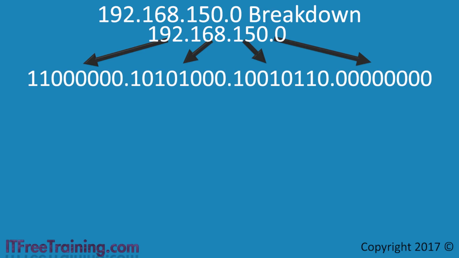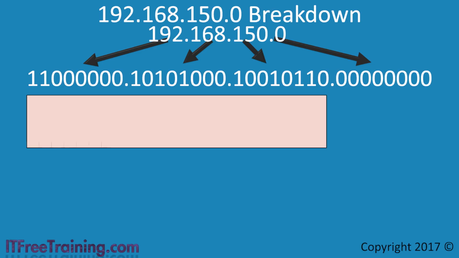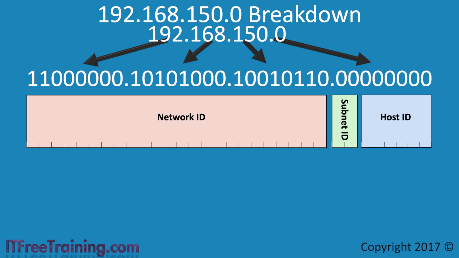Once in binary, it is easy to break the address down into different sections. The first 24 bits of the original address have already been allocated, so the first 24 bits will be the network ID. After this, 2 bits have been allocated to the subnet ID since 4 networks were required. The last 6 bits of the address will be allocated to hosts.